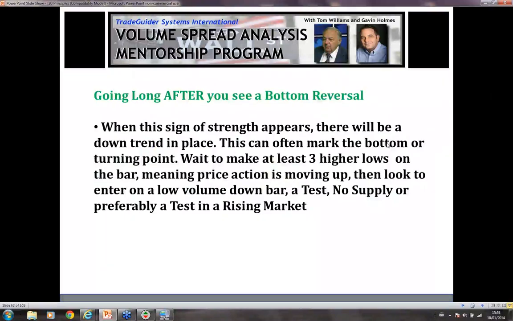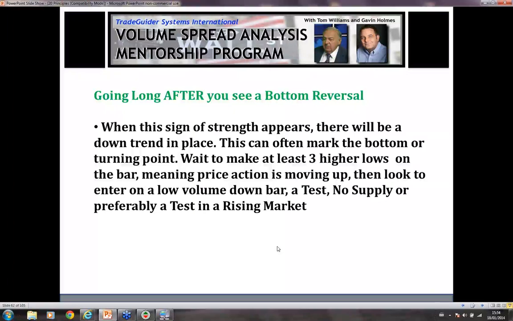It's a good question. So when you see a bottom reversal, when this sign of strength appears, there will be a downtrend in place behind you, almost definitely. In fact, you should have at least 2 or 3 down bars immediately preceding the bottom reversal. Not always, but mostly.